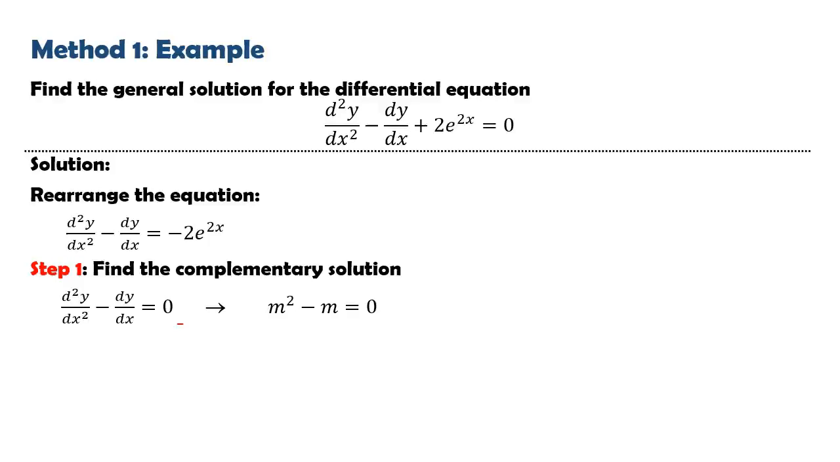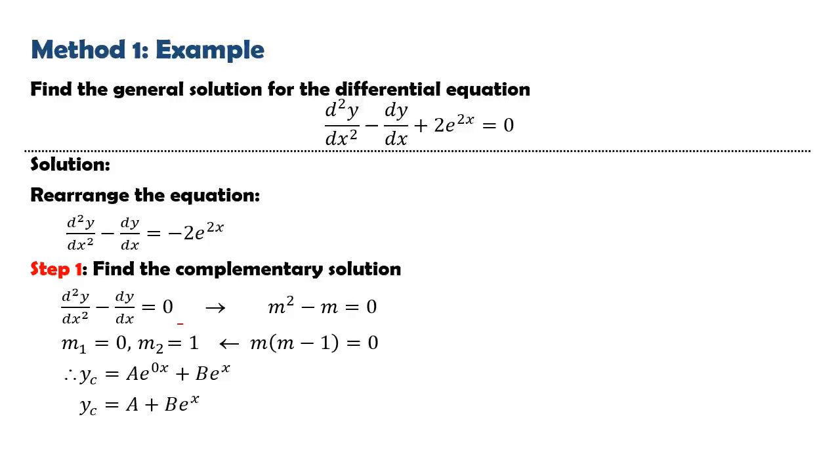We substitute the exponential, giving m squared minus m equals 0. In this case, we have the roots m1 equal to 0 and m2 equal to 1. So the complementary solution is a e^(0x) plus b e^x. We could rewrite this because e^0 is equivalent to 1. So we have yc equal to A plus B e^x.